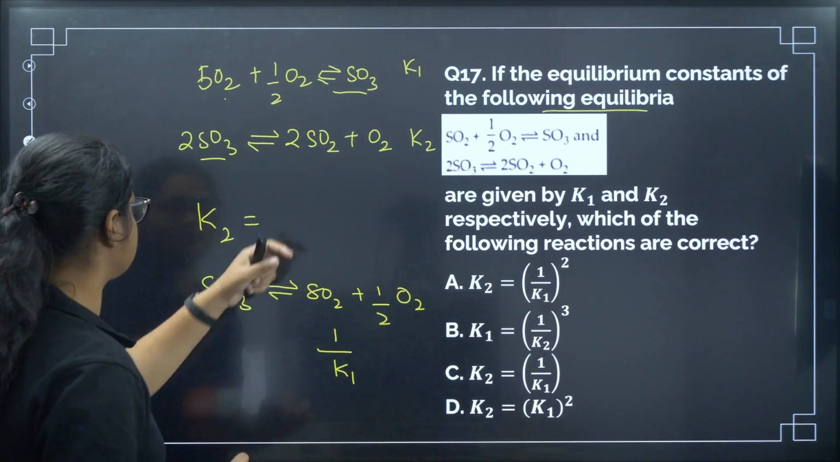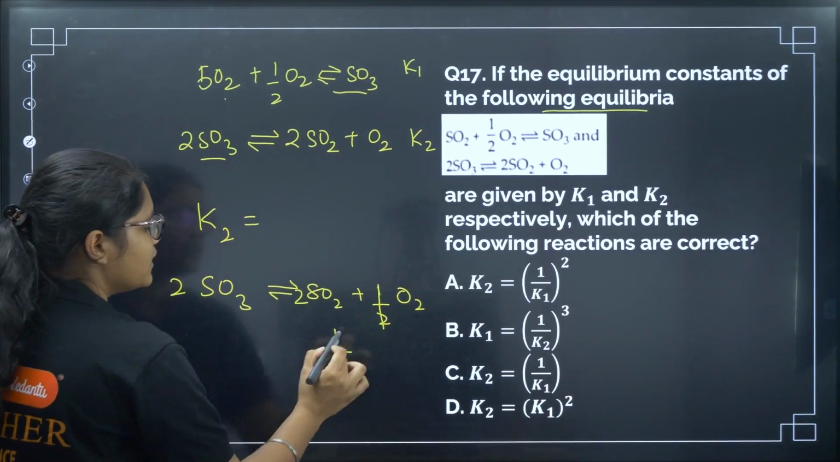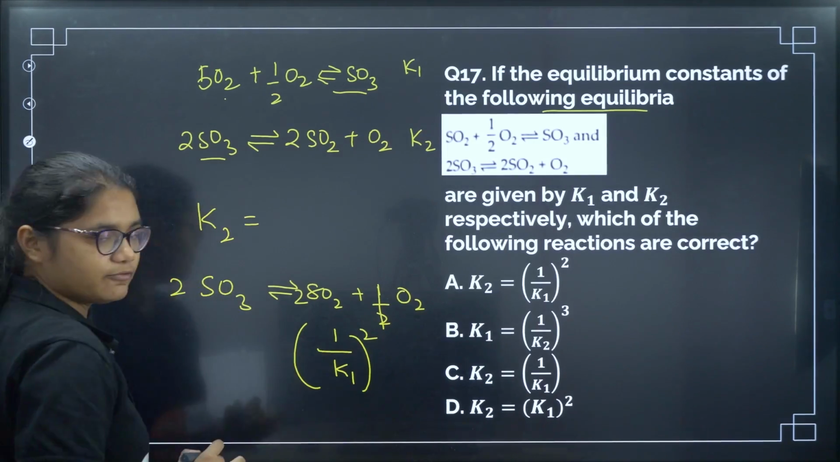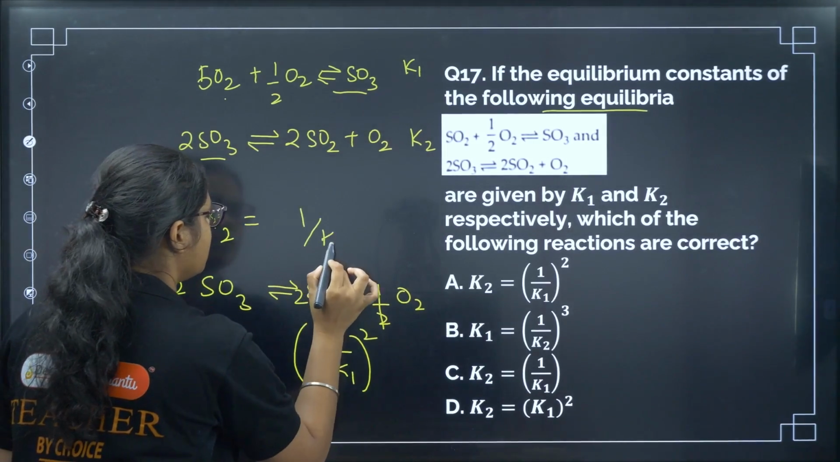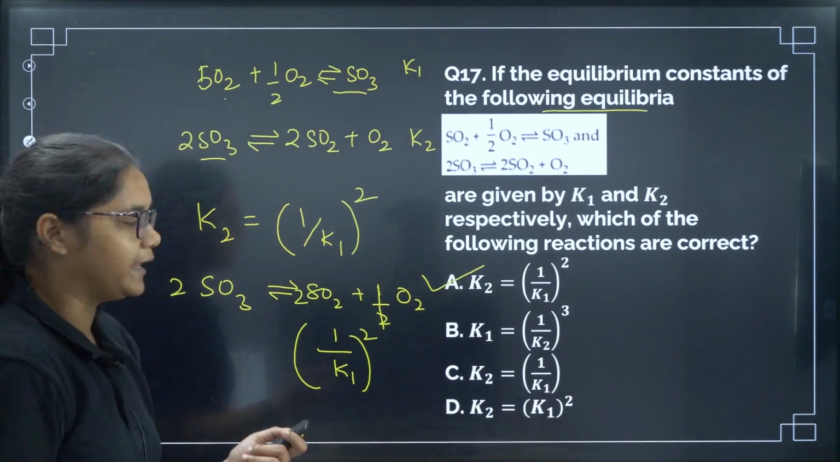Now, the whole reaction is multiplied by 2, right? If you see, the whole reaction is multiplied by 2. So if multiplied by 2, it will become power of 2, so 1 by K1 square. So the correct answer for this question is option number A.